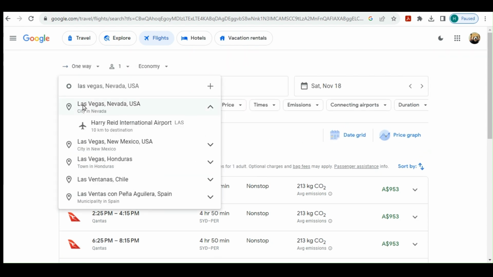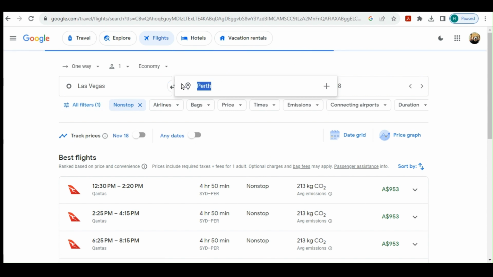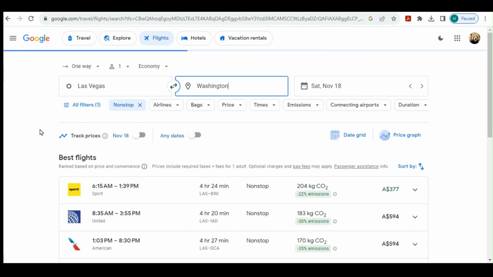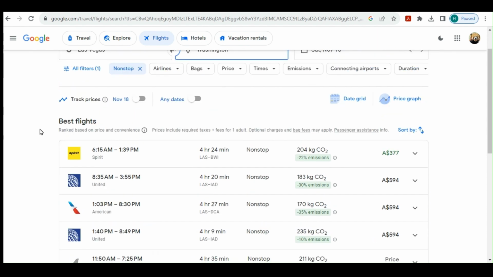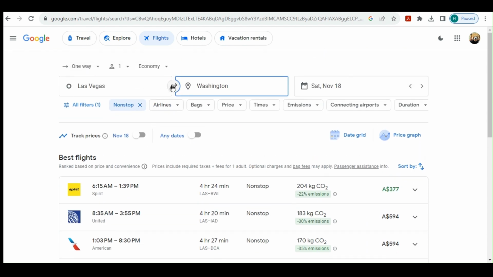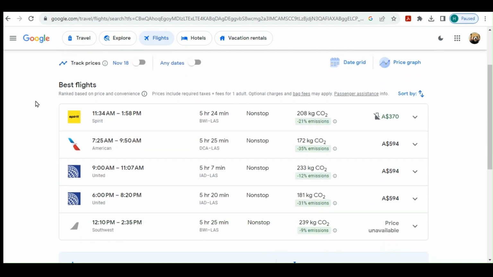Las Vegas, again, select the city, not necessarily the airport. And Washington. Now make sure you pick Washington, USA, capital of the United States. And give it a moment. And Las Vegas to Washington, 4 hours 9 to 4 hours 35. And let's select the reverse direction, again west to east versus east to west. 5 hours 24, 5 hours 7, 5 hours 25. There's a few flights there, all pretty similar times.